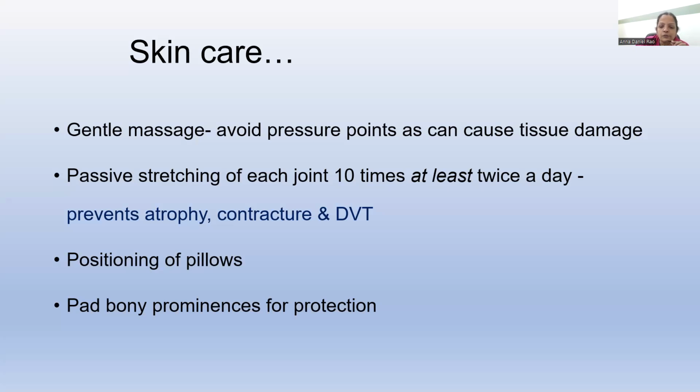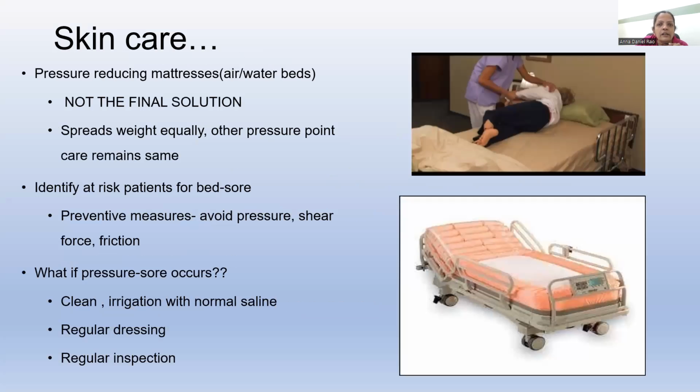The remaining points, positioning of pillows and prominences, we have already discussed. There are certain devices available like air mattresses and water beds, right? But that is not the final solution. Many times these things are available in hospital, but at home, what to do? Of course, nowadays many NGOs provide this, and the equipment has also become a bit cheaper. So many patients can afford it also.